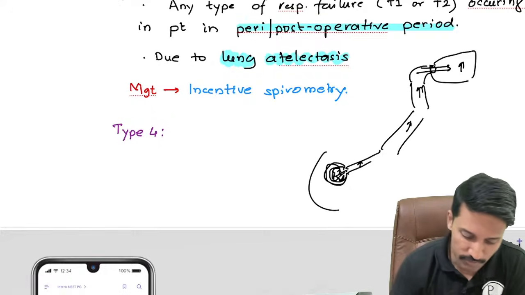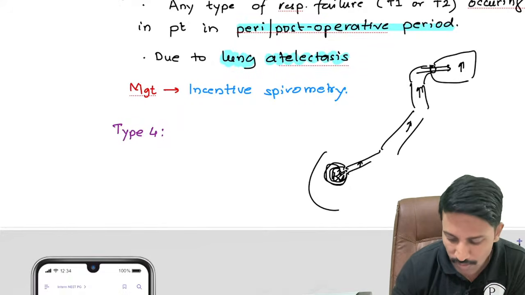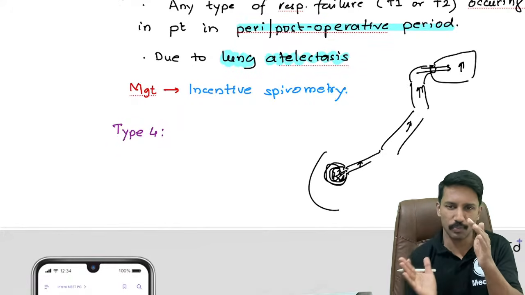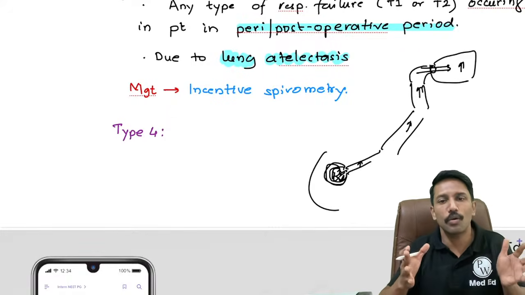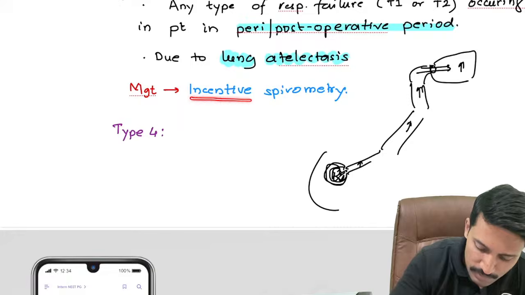Atelectasis is collapse, Rajvan. The word atelectasis is used for collapse, not dilatation. So when a lung is collapsed, by increasing the pressure inside the alveoli, we can make it open up, and that can be done by this incentive spirometry.